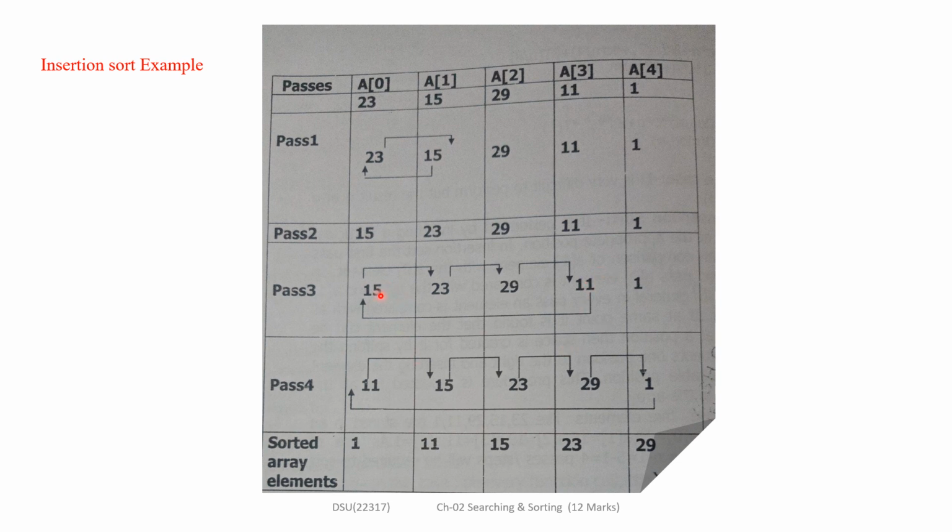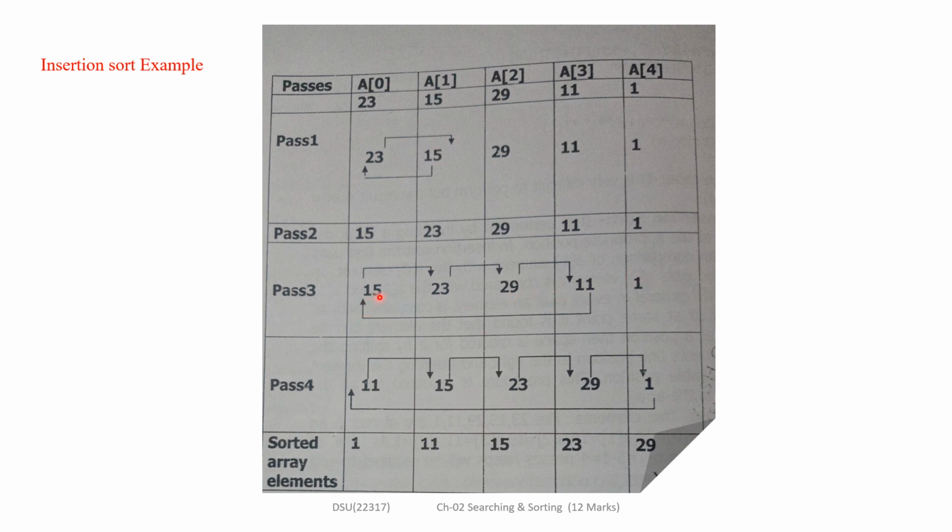Now in pass 3, we have to compare the element 11 with the first element 15. As 11 is less than 15, insert element 11 at a of 0. Then all the elements from a0 to a2 position are moved to the right by one position. Means these elements are shifted towards the right position.